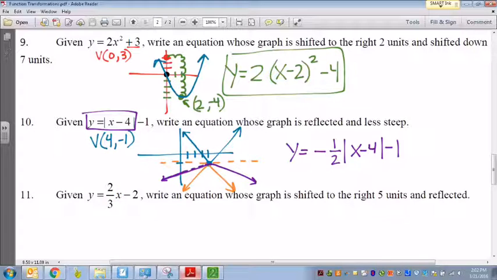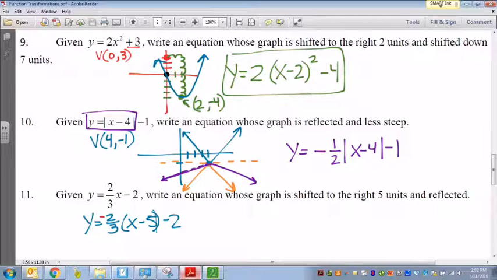So it says to the right 5, so I need to write y equals 2/3 x. Now normally we think to the right 5 means positive 5, but if we want to the right 5, we do the opposite, so we need to write x minus 5 minus 2. Okay. And then it says, and reflect it. And if it's already positive 2/3, to reflect it, we just put a negative in front, so it's negative 2/3. Okay, so again, the key things here is that you know where the critical point is, all right, and that you know how to write the shifts properly.